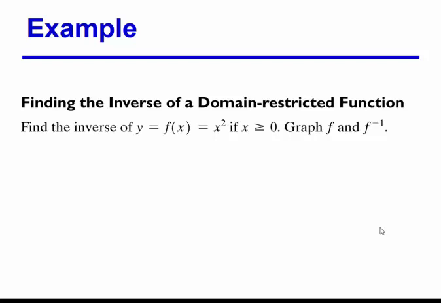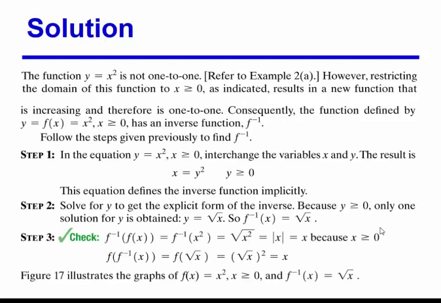If you remember, at the beginning of the lecture we said that x squared is not a one-to-one function. But if we restrict the domain and just take a part of the graph, we can make it a one-to-one function within that restricted domain. So this results in a new function. It's increasing, therefore it's one-to-one.